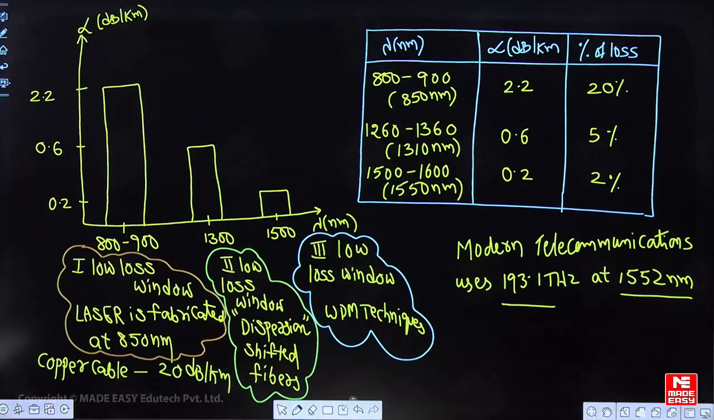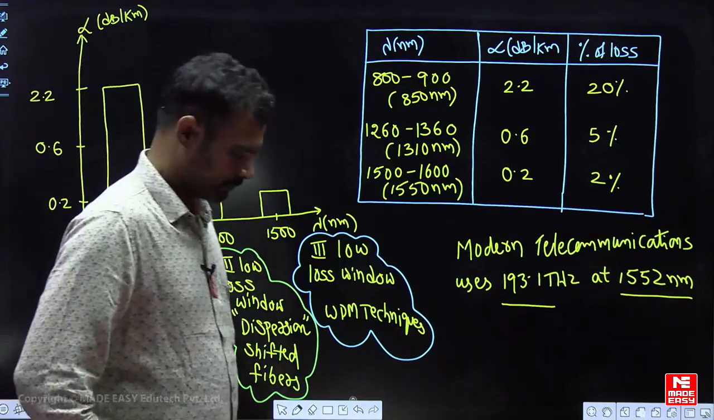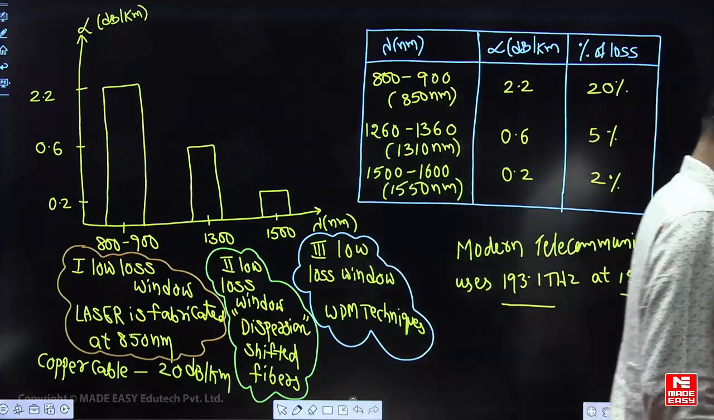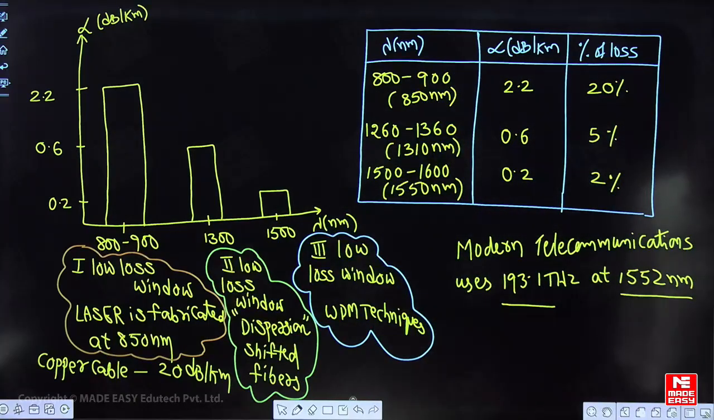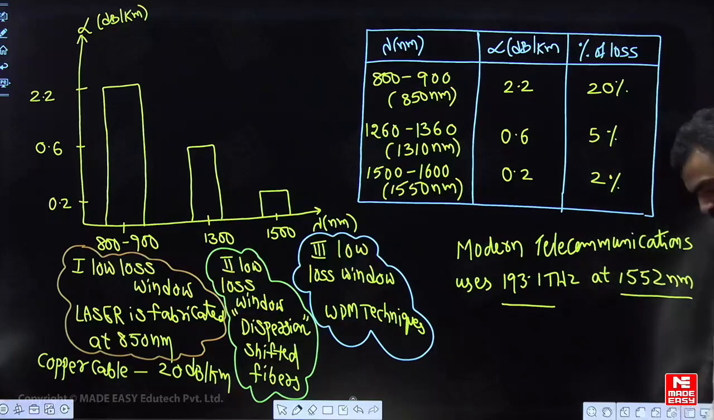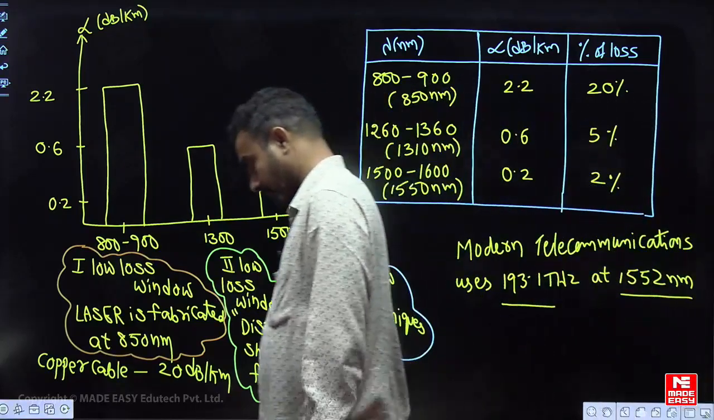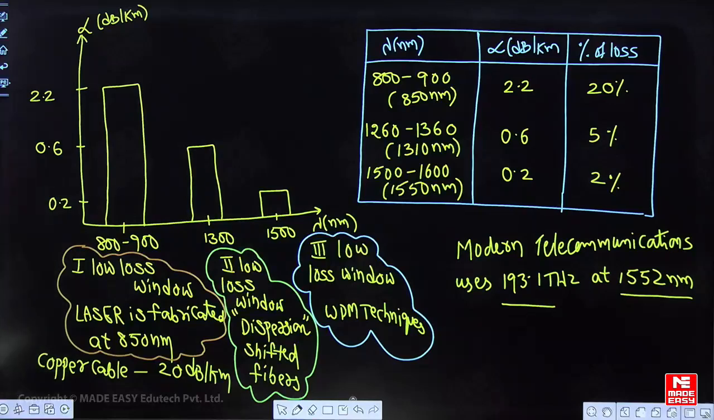Write down the first point. Attenuation is defined as the ratio of input power to that of output power.